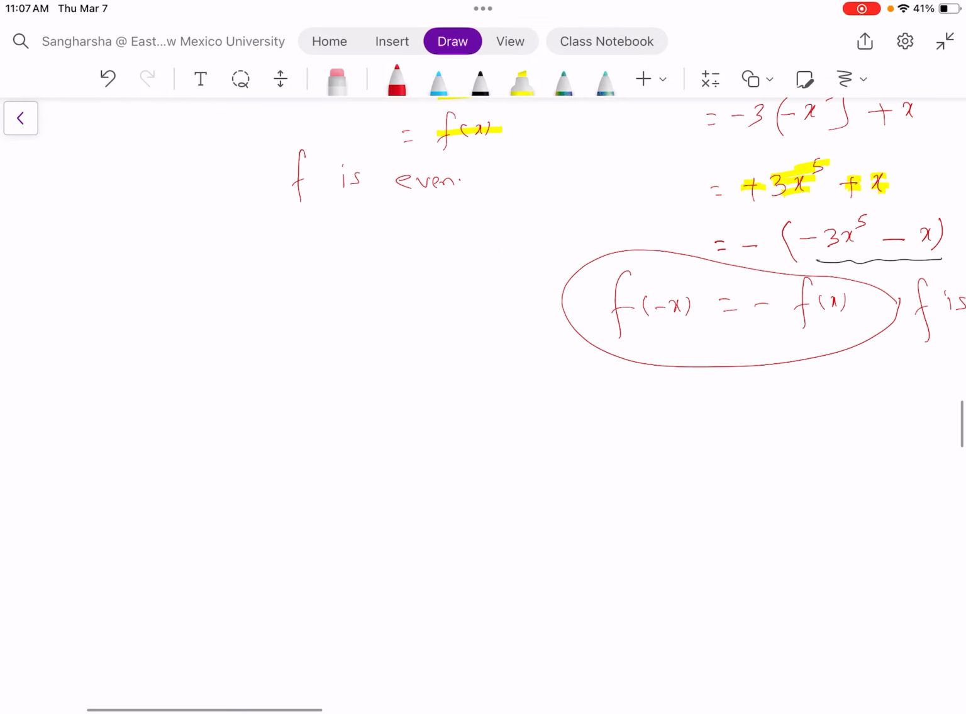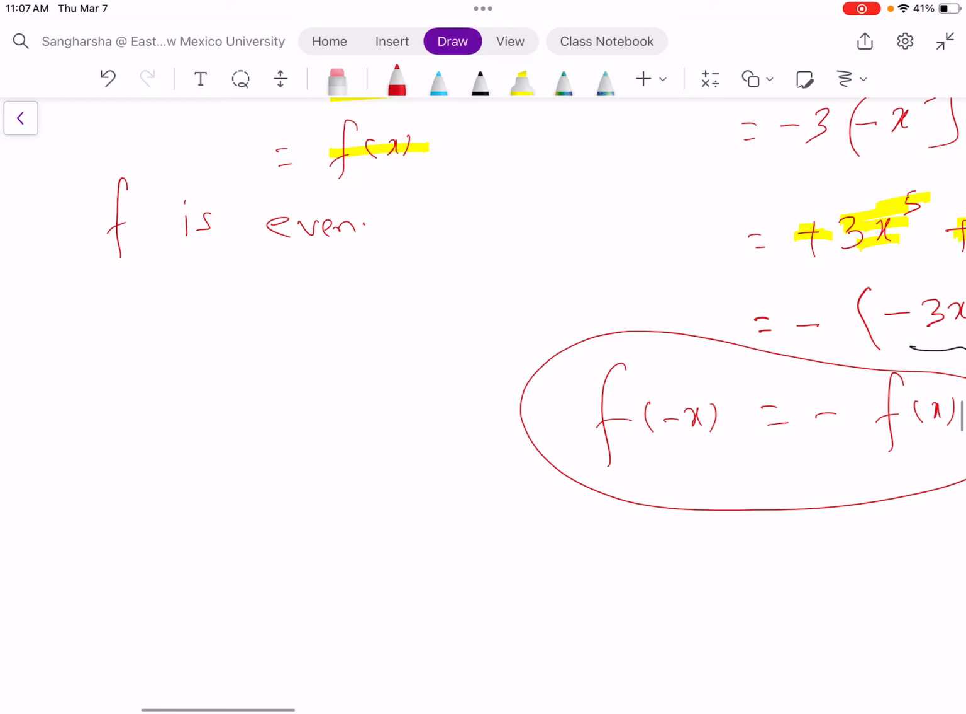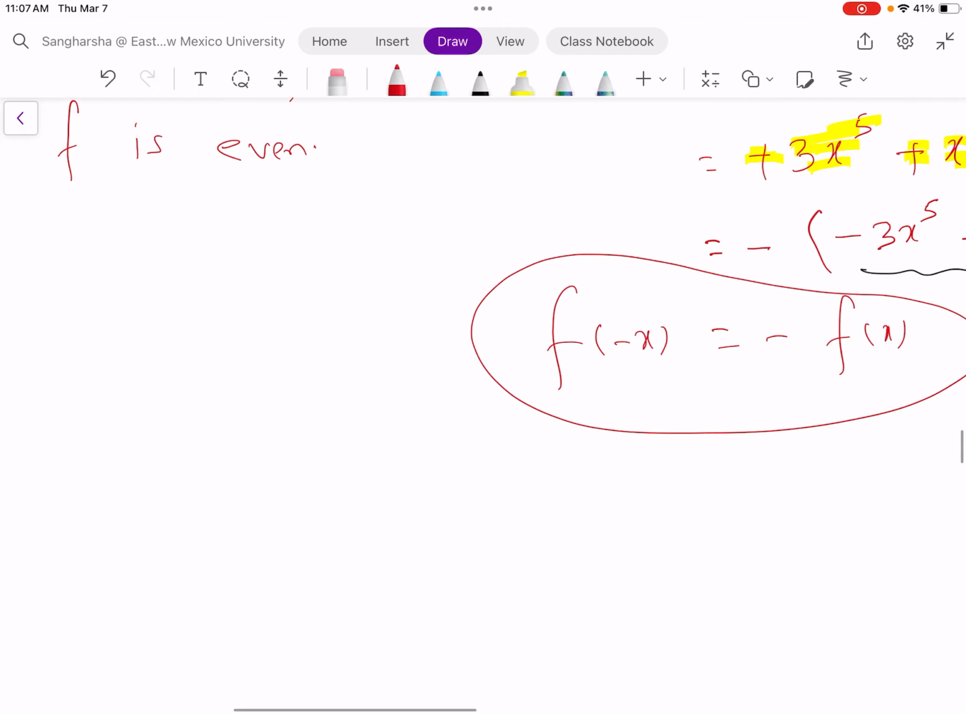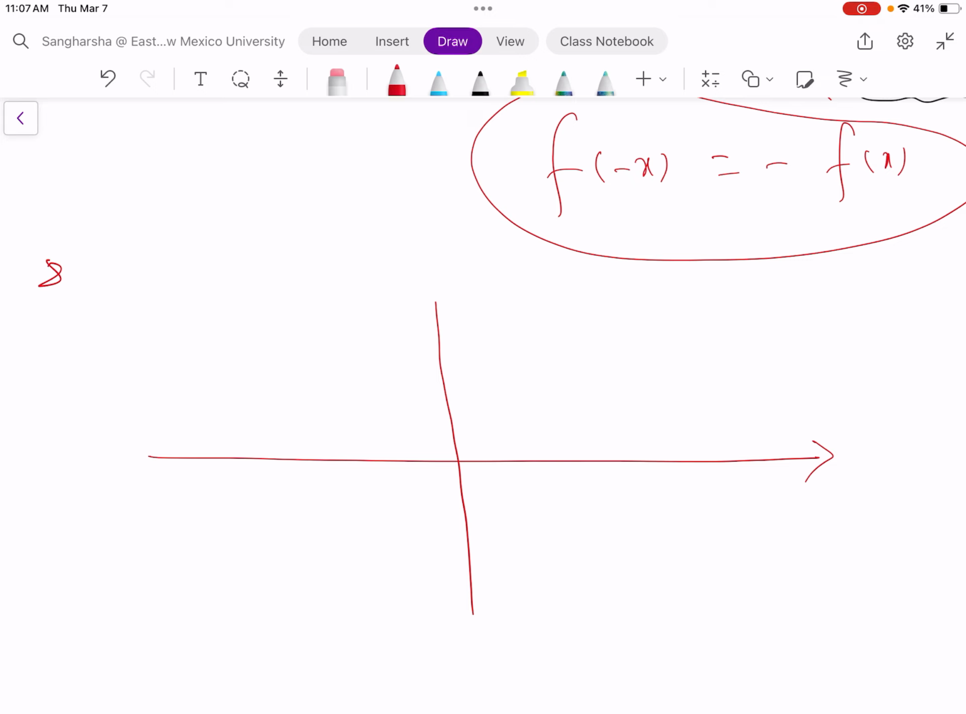Okay, so let's go to the next one. That's number 83, from 83 to 88. It's on the basis of the graph. So here we have the graph.